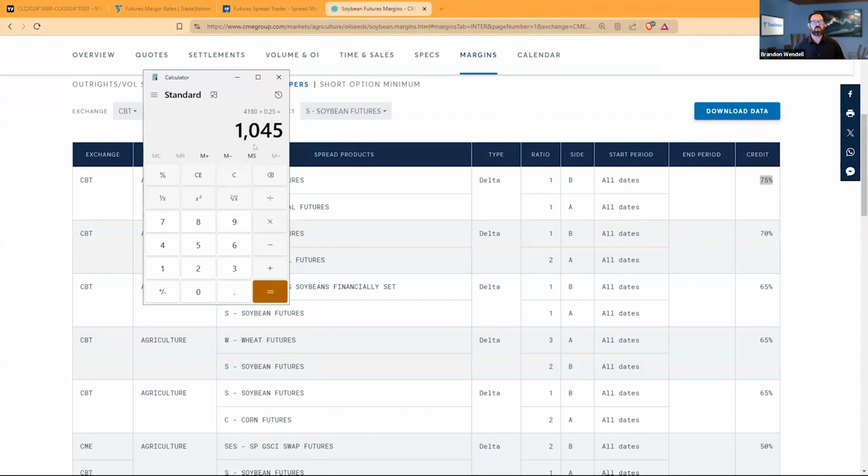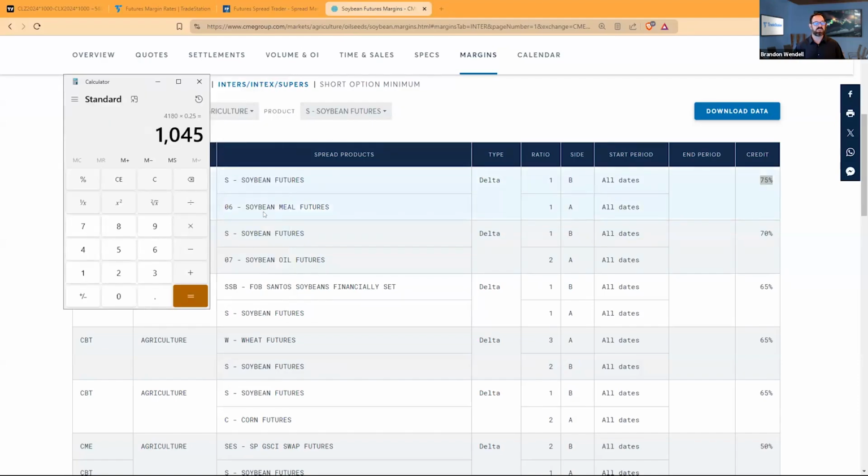So to carry that overnight, that one spread, soybean futures versus soy meal. Now, this is for each one spread. If you want to do 5 spreads, you do 5 of those. But right now, for one spread going long soybeans, short soy meal, or the other way around, it's 1,045 for the initial margin. That's it. That's how it works. You get credit towards.